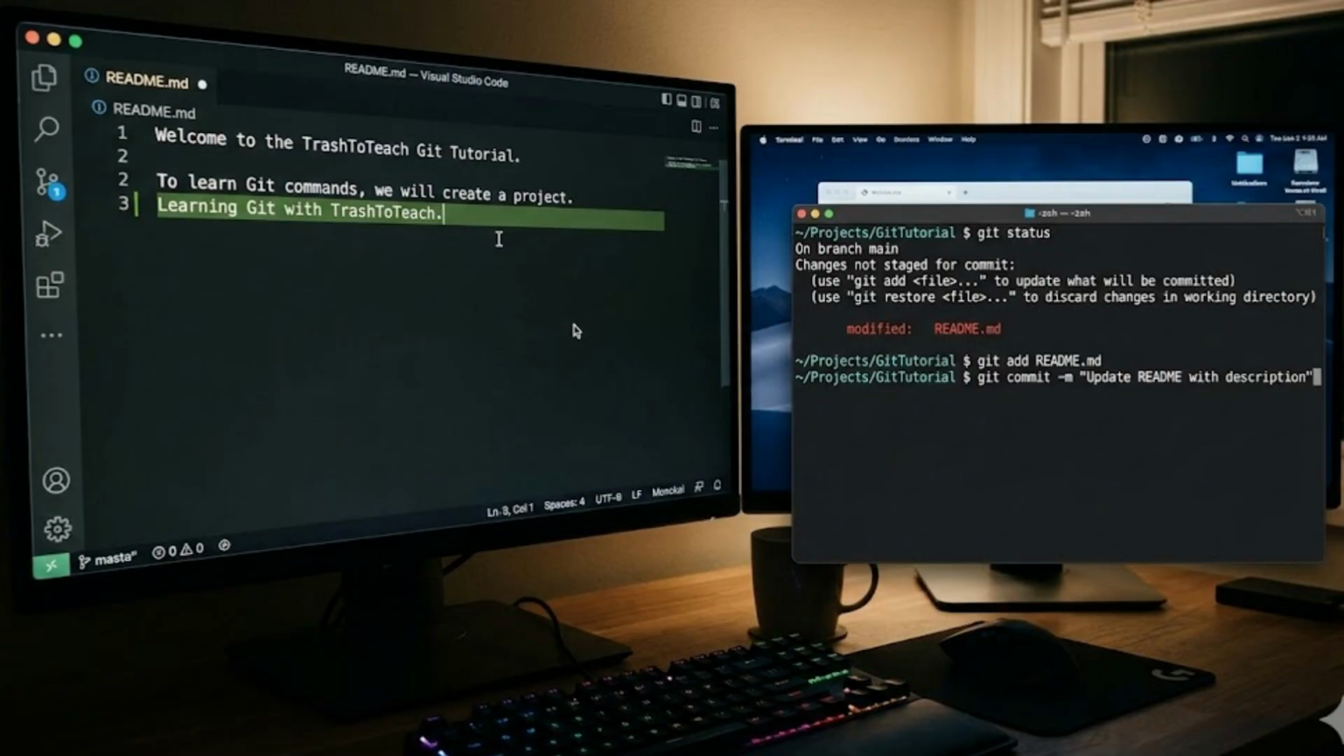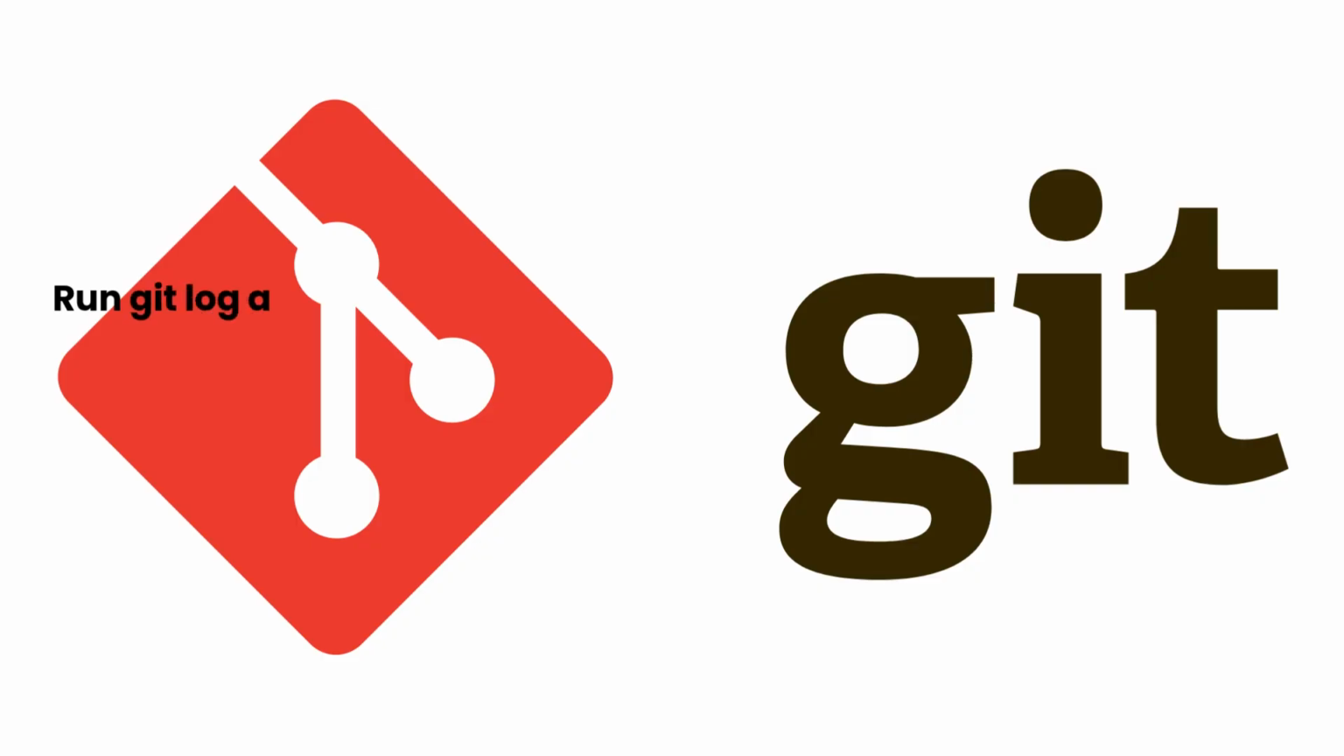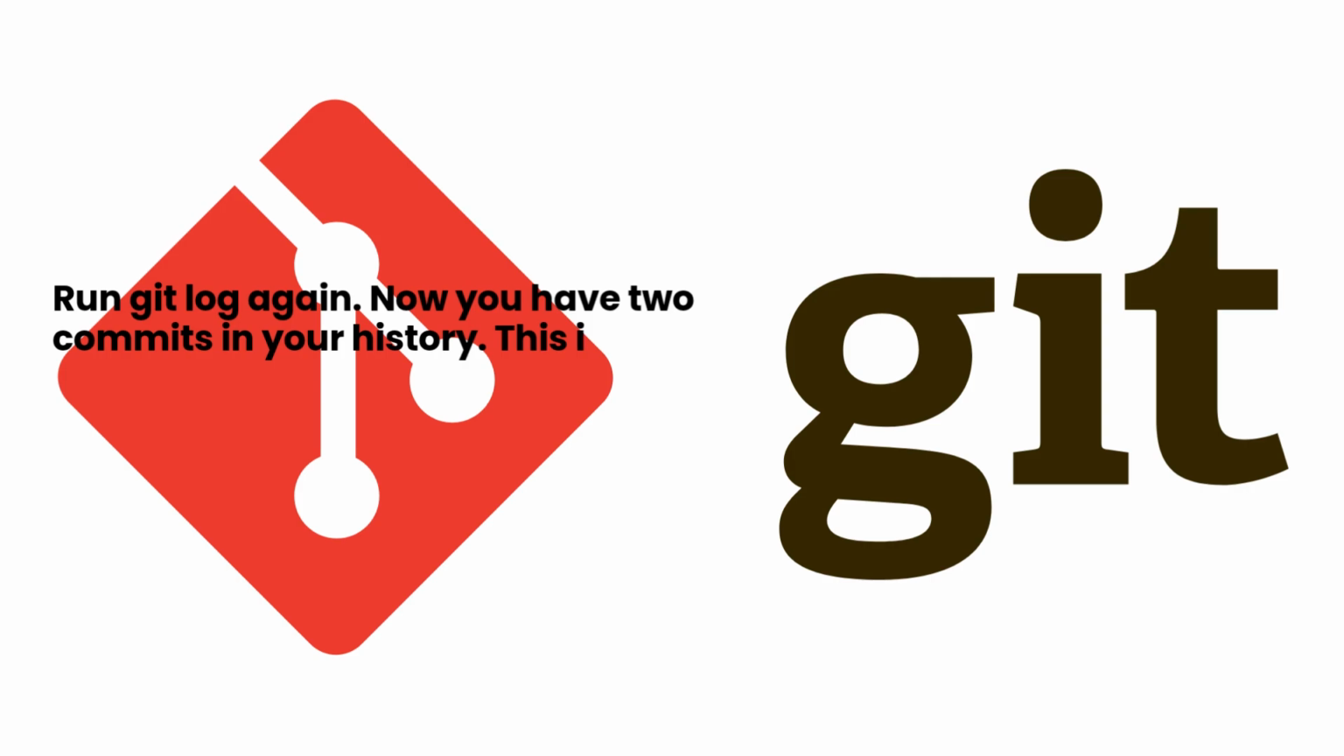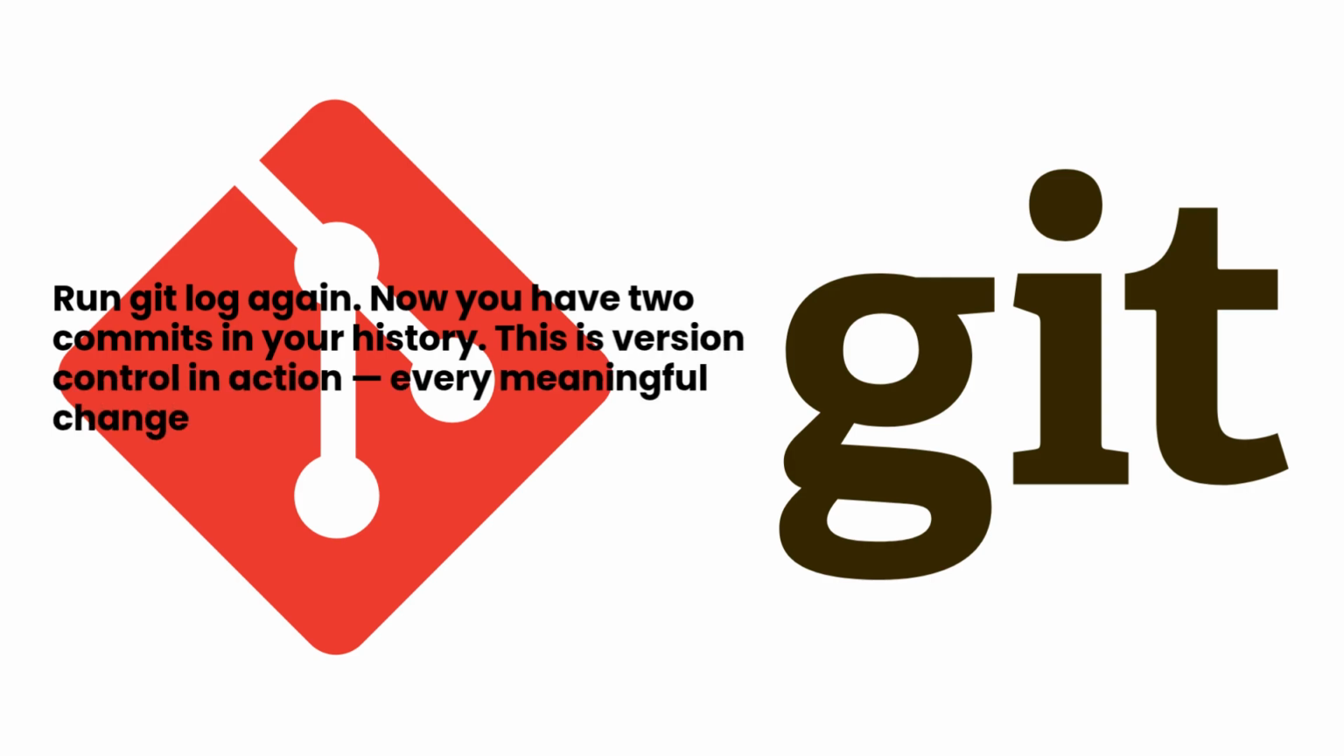Git noticed the change. git add readme.md. git commit -m "Update readme with description". Run git log again. Now you have 2 commits in your history. This is version control in action, every meaningful change saved with a message, forever retrievable.